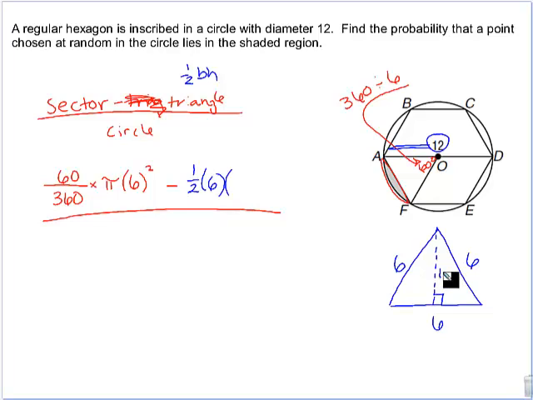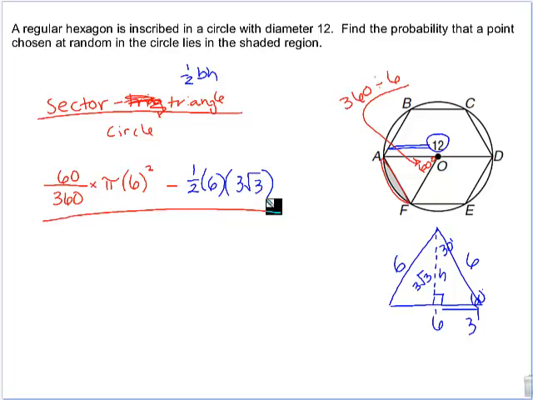So the height, well, if that's 60 degrees, what would the... Well, this would be a 30-60-90. So if that's 6, what's that small segment? 3. So then what's the height? 3 root 3. Okay, or you could have used sine, cosine, or tangent to get there. Okay, so there's our sector minus our triangle, and then we have to divide that all by our circle.